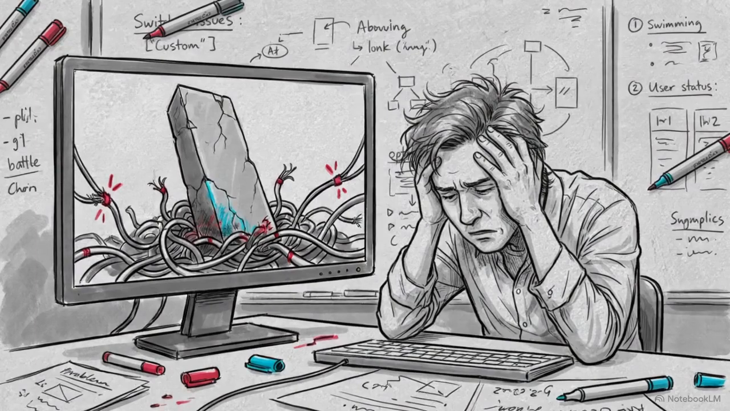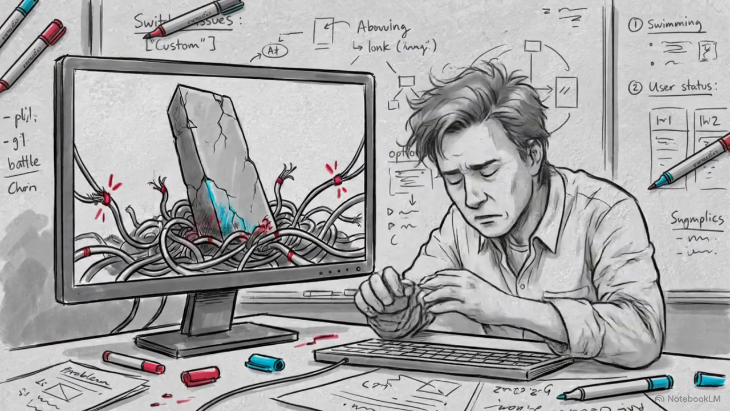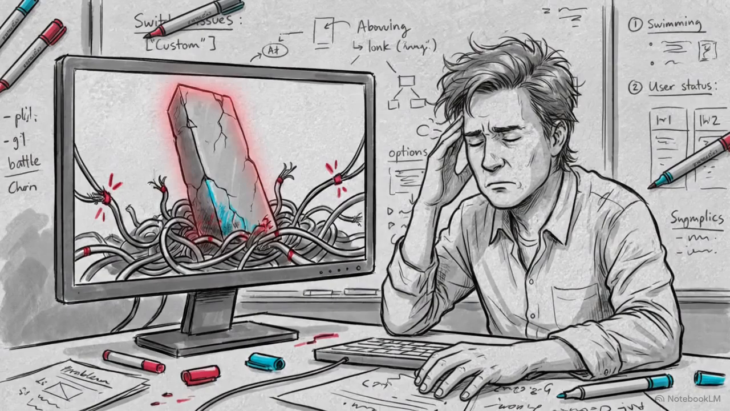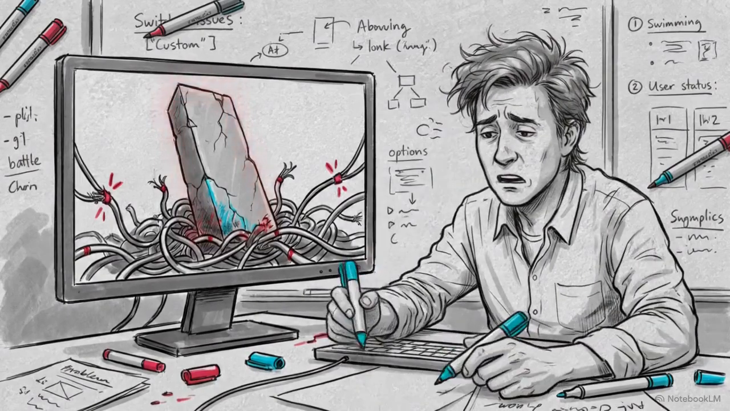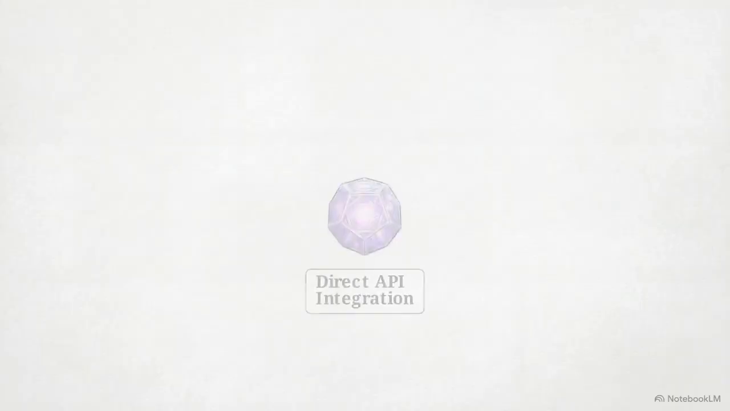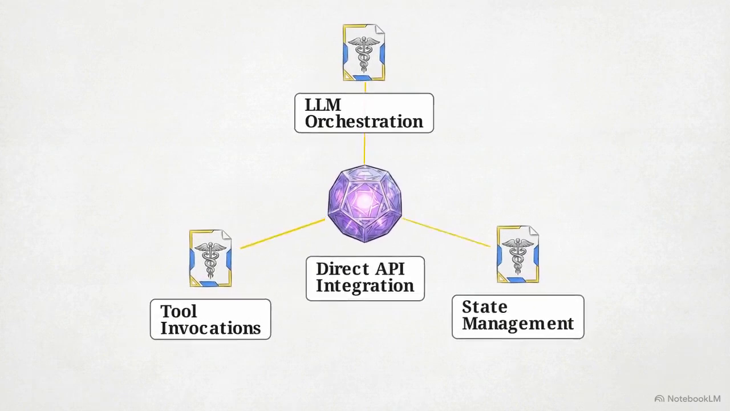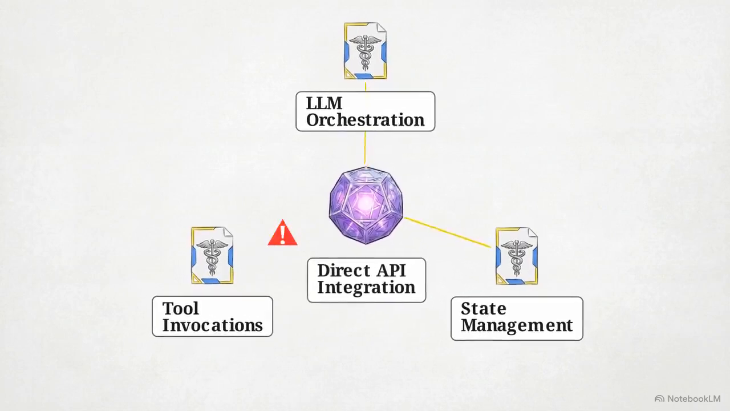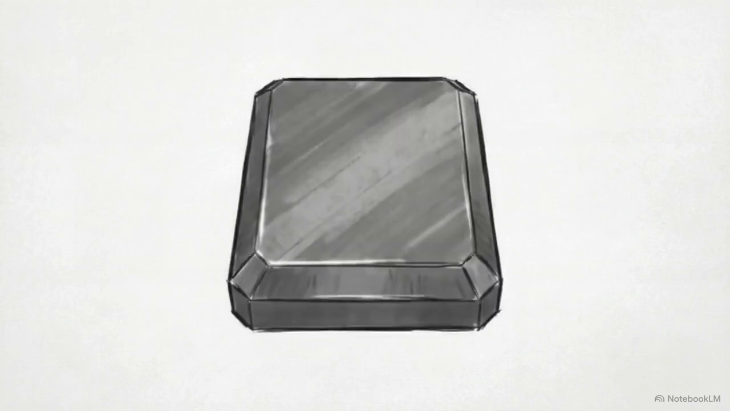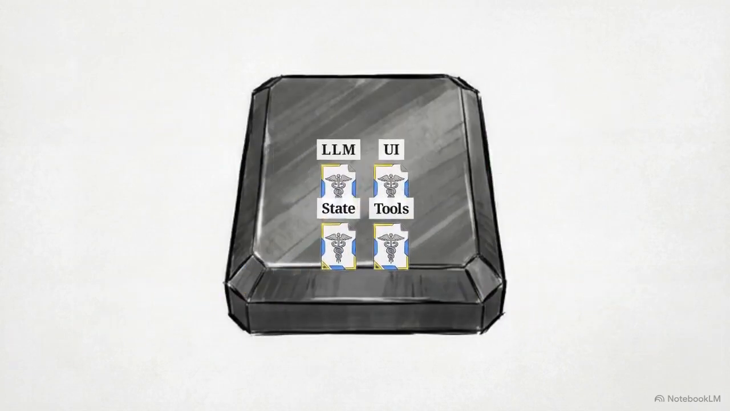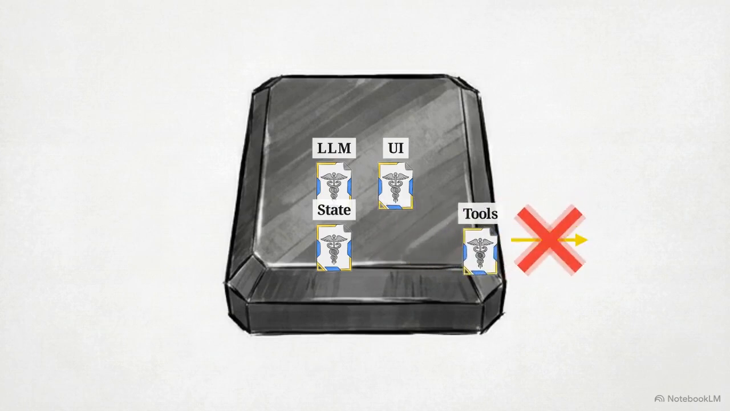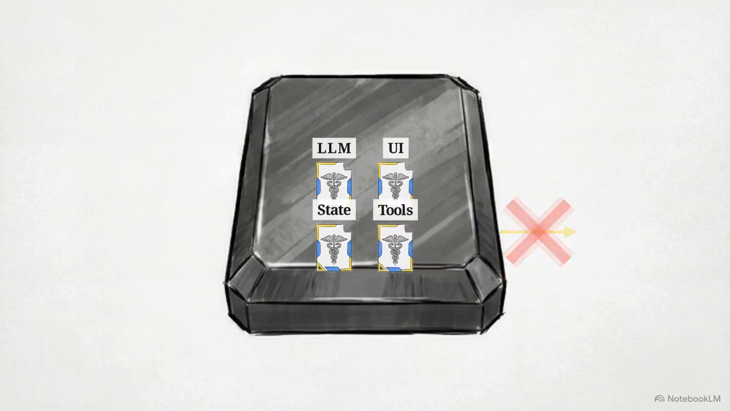Building autonomous LLM agents currently traps engineers between two conflicting structural designs, the fragile web and the heavy monolith. On one end, developers integrate directly with APIs. They manually orchestrate LLM calls, tool invocations, and state management. The result is a monolithic codebase where components are tightly coupled, error-prone, and nearly impossible to reuse in future projects.